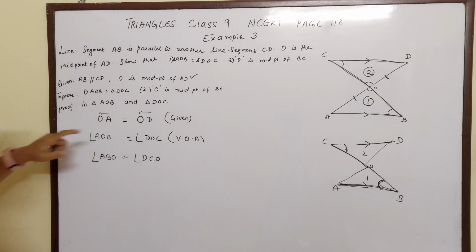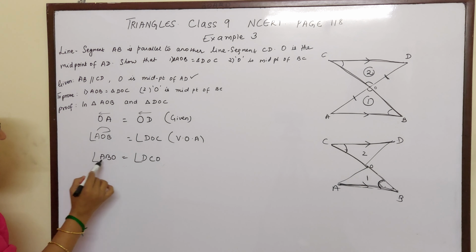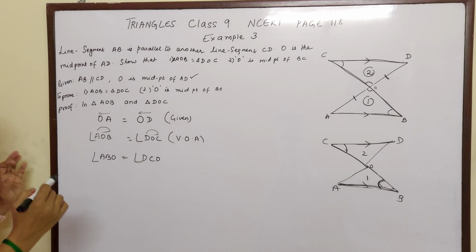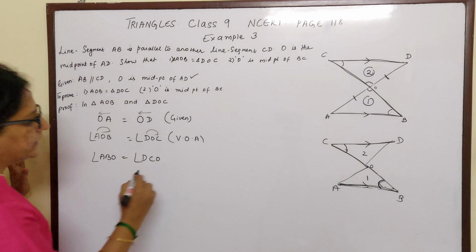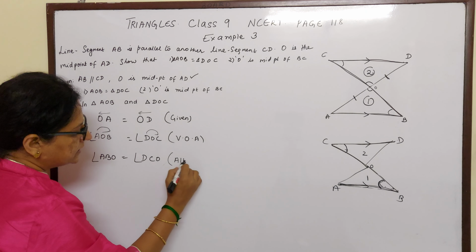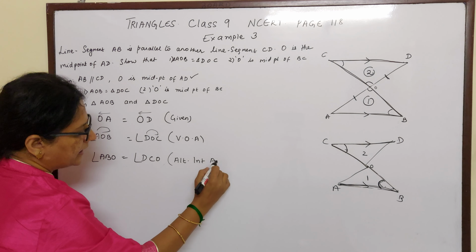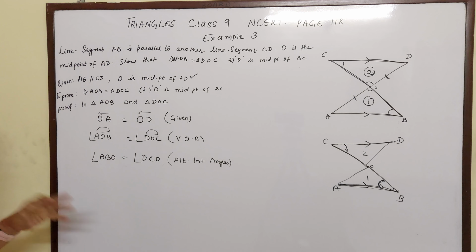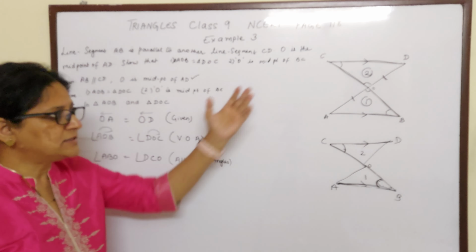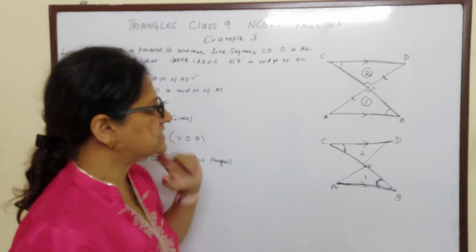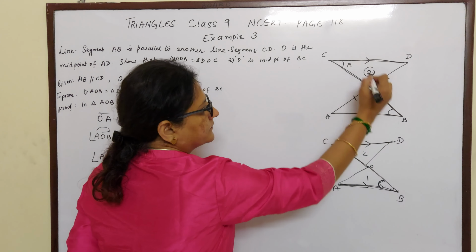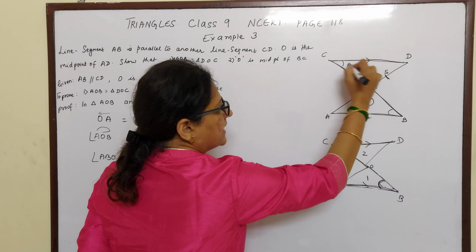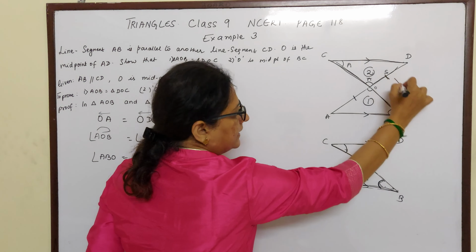See children, you can see the pattern. ABO is also like this and DCO is also like this. So if the patterns are equal, you are going correctly. And why are they equal? Because alternate interior angles in parallel lines are equal. So now you have got 3 points. So by what rule are these two triangles equal? We'll see. This is angle, and this is side, and they form a correct pattern like this.